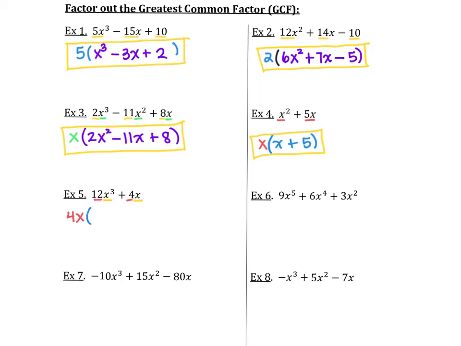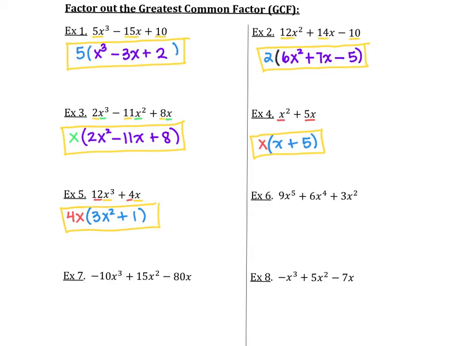Okay, if I take out 4x, 4 times something to get 12, this will have to be 3. 4 times 3 is 12x, but I want it to be x to the third, so I need x to the 2, so I can get 2 more x's. Bring down the plus sign. 4 times 1 will give me 4. 4x times 1 is 4x, and I already have the x on there, so I'm done, and I took out the greatest common factor.